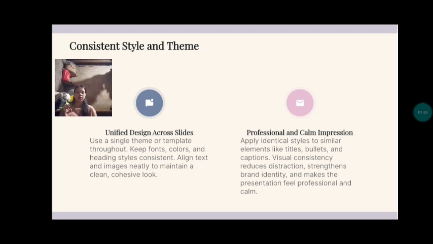And because it helps your slides or presentation look organized and easy to read, and also it prevents your presentation from looking messy and confusing. So the last one is professional and calm impression. Apply identical style to similar elements like titles, bullets, and captions. Visual consistency reduces distractions, strengthens brand identity, and makes the presentation feel professional and calm.